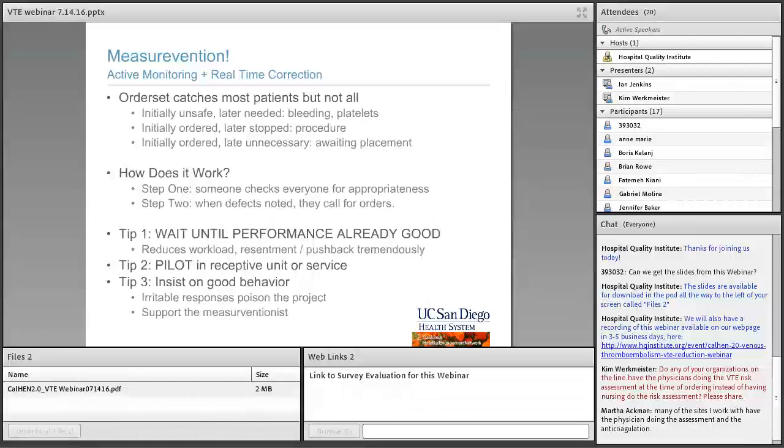Tip 2, you can learn a ton of lessons piloting in a receptive unit or on a receptive service before you go hospital-wide. You might want to just roll this out in blocks, not as a whole institution at once.